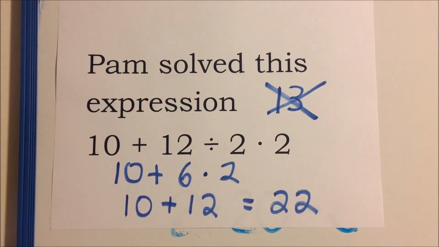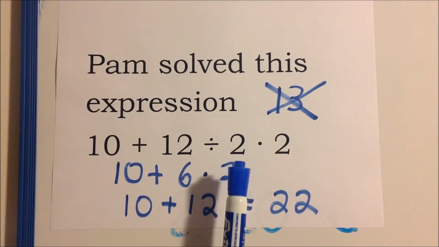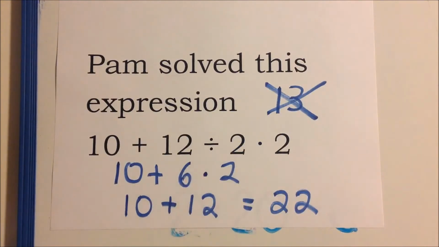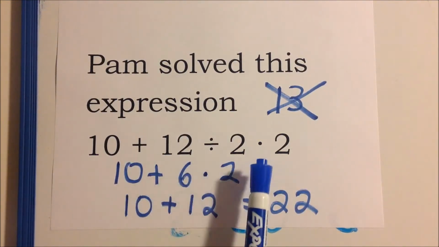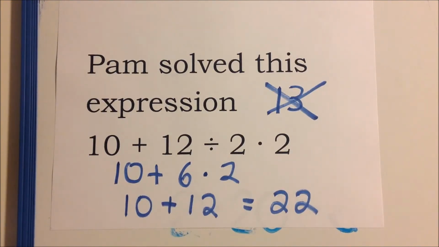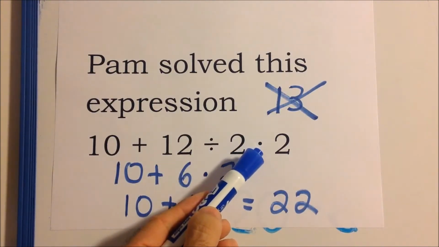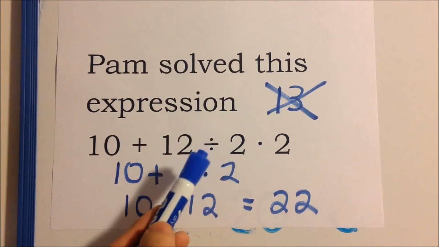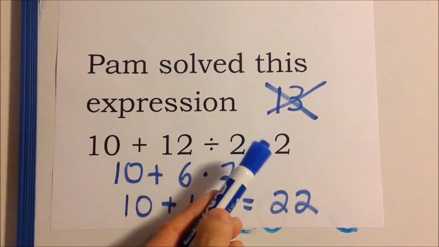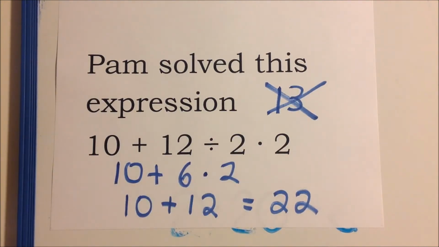So what Pam did is she did multiplication first. She did 2 times 2 and she got 4. Then she divided. 12 divided by 4 is 3. And 10 plus 3 is 13. So what she did wrong, she did multiplication first. You only do multiplication first if it comes first. Remember, division and multiplication are connected.